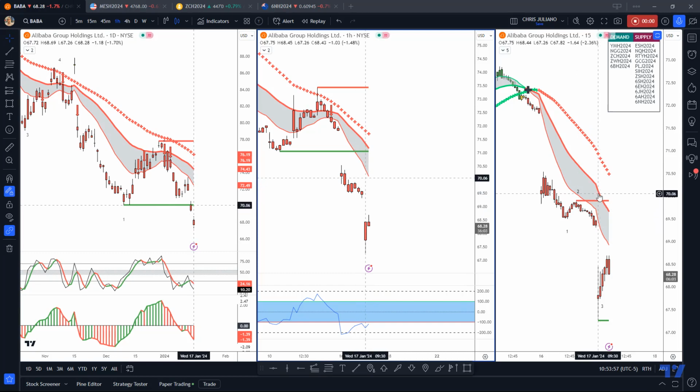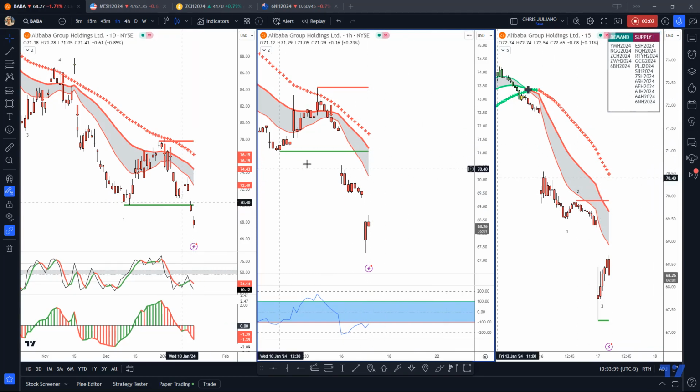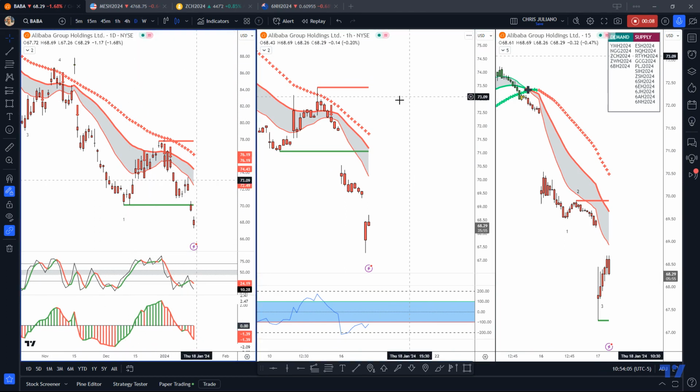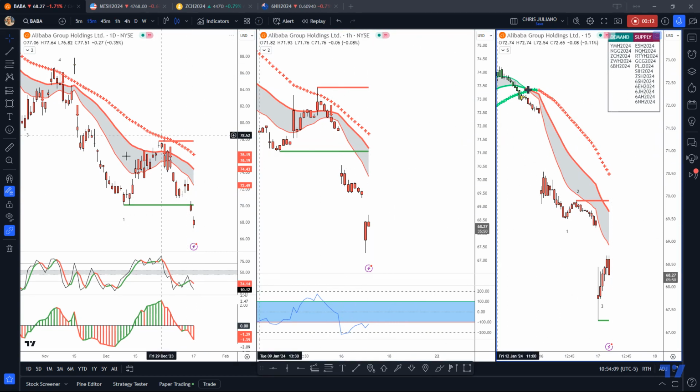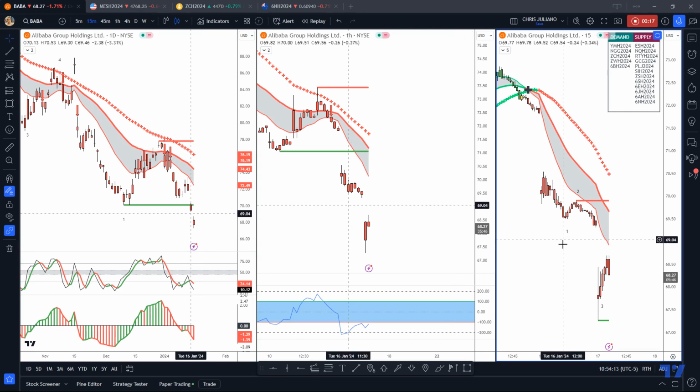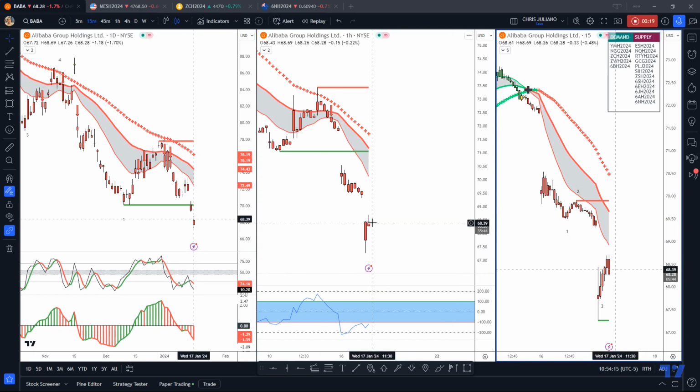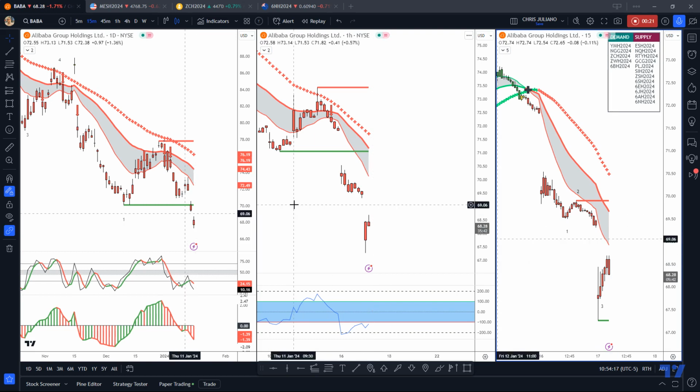Everybody. Just wanted to give you my take on BABA here, Alibaba Group Holdings. I'm on the daily chart, the 1 hour chart, and the 15-minute chart using the TrendCloud system. So let's put together all the information here and make an assessment of what's going on, because we believe in Alibaba. We don't want to short Alibaba. We want to accumulate Alibaba.